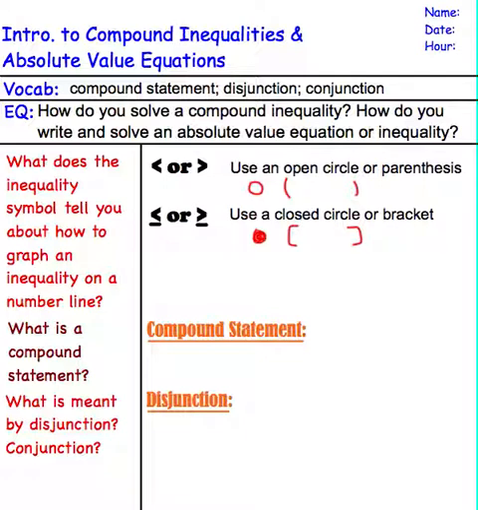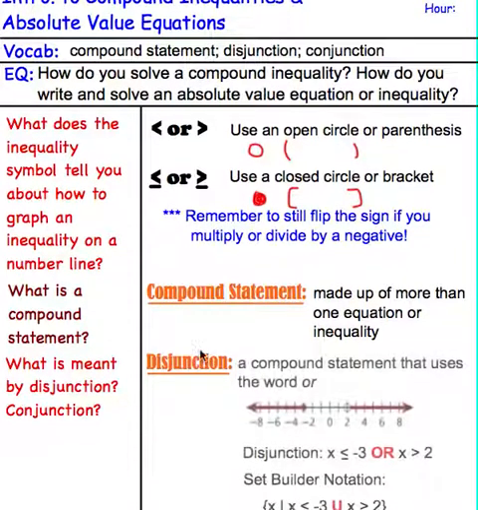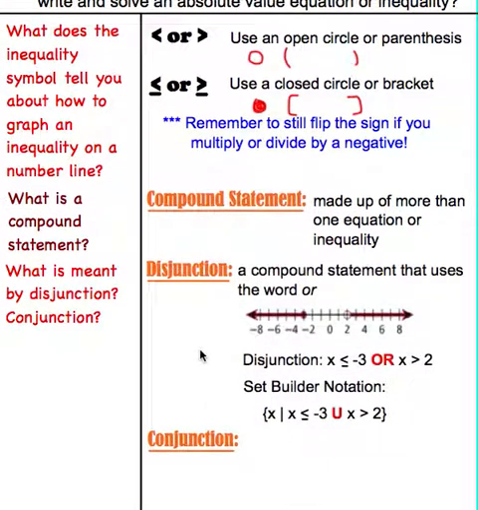Now, we talk about compound inequalities or a compound statement. And also don't forget, you still need to flip the sign if you multiply or divide by a negative. A compound statement is simply a statement that is made up of more than one equation or inequality. The first type is a disjunction. These are compound statements that use the word or. They're going to be the ones where there's a gap in the middle and they go in opposite directions.